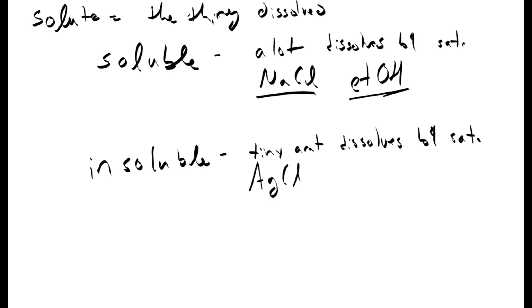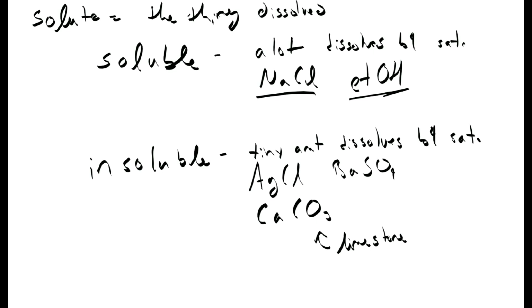So silver chloride is insoluble in water. Barium sulfate is insoluble in water. Calcium carbonate is insoluble in water. Now this is limestone. Okay, the fact that it is insoluble in water is why limestone exists. It forms a lot of land masses and so on. The White Cliffs of Dover, Florida, the Carlsbad Caverns, but it's not entirely insoluble. It's not perfectly insoluble. A small amount of calcium carbonate can dissolve in water.